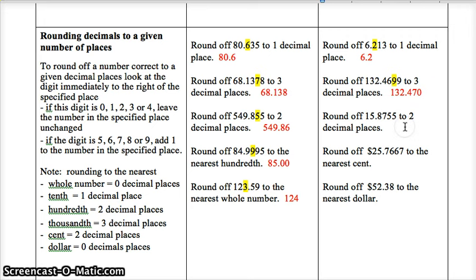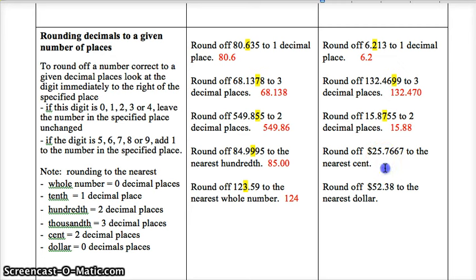Now in the next question, we have to round 15.8755 to 2 decimal places. Remember, highlight that second decimal place, and you've got to decide, does that 7 stay the same or does it go up to an 8? Well, you need to look at what's after the 7, which is a 5, and if that number next to the 7 is 5 or more, then that 7 has to go up to an 8. So it becomes 15.88.